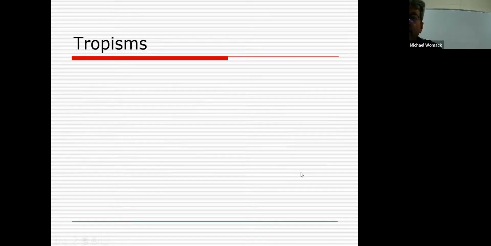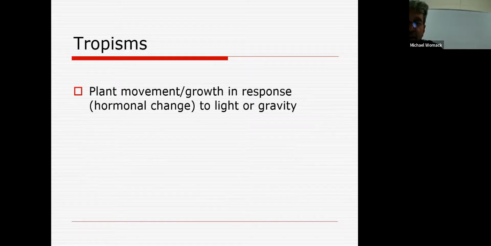Okay, the last thing I want to talk quickly about are tropisms. And tropisms are perceived movement. Really, it's plant growth in response to some kind of hormone change. Usually, the most common ones are light or gravity. So, like if you lay a plant over on the ground and then it starts to grow up, usually that's due to gravity, because a plant is trying to make sure that the leaves are up high for photosynthesis. And if it's laying on the ground, it's not being efficient.